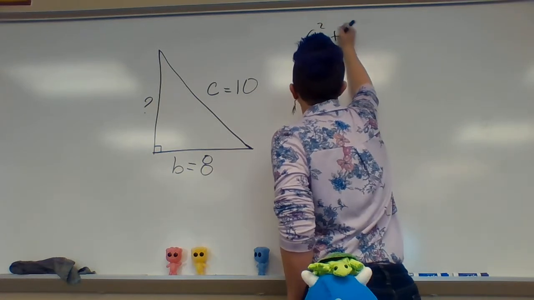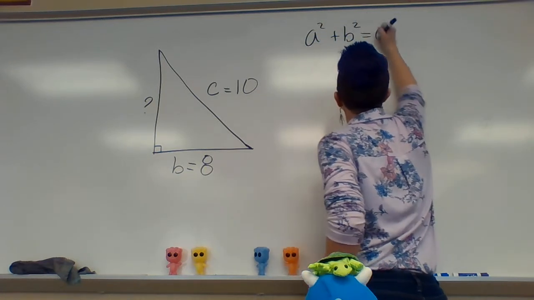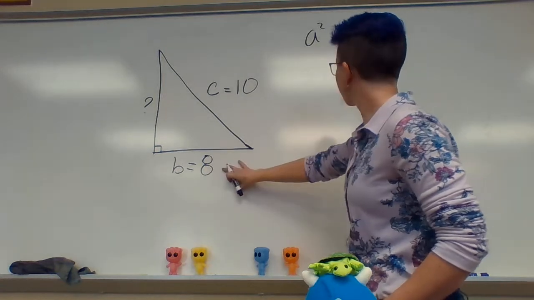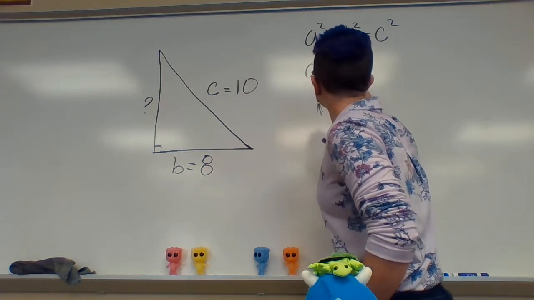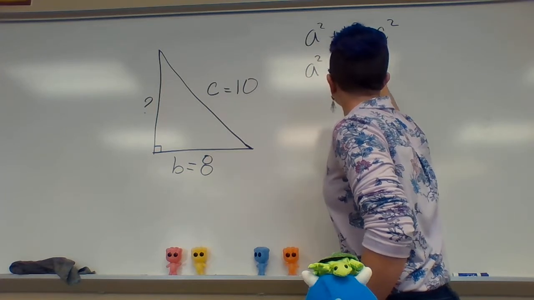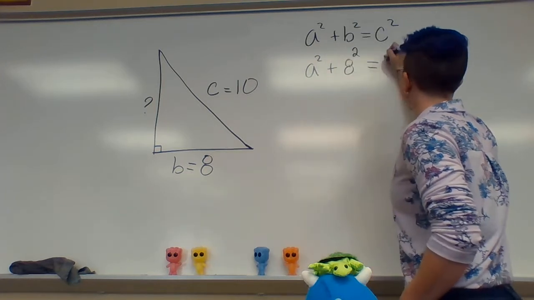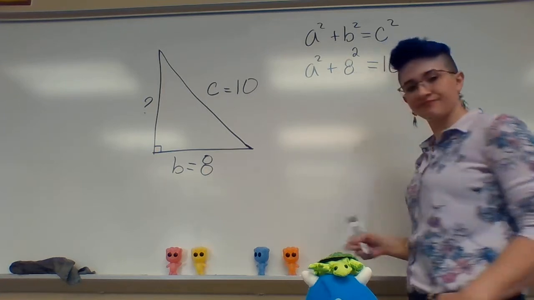We take a squared plus b squared equals c squared. And we put 8 in for b, so a squared plus 8 squared. And then 10 in for c, 10 squared.